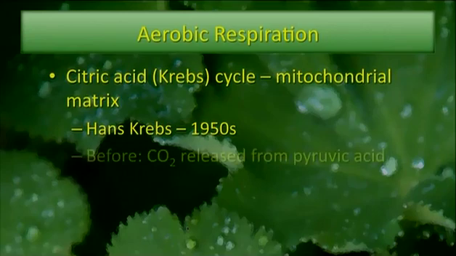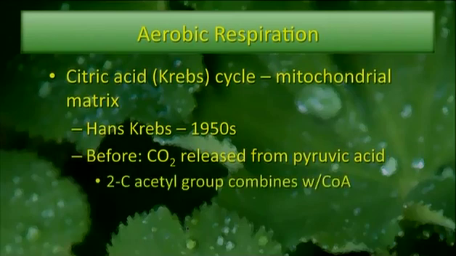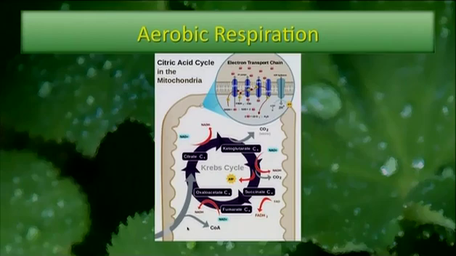Before the Krebs cycle, carbon dioxide is released from pyruvic acid. It's restructured to form 2-carbon acetyl groups, and that combines with something called coenzyme A. That's called acetyl coenzyme A, and that happens before it enters the Krebs cycle. It would have been formed before this. Then acetyl coenzyme A actually enters the Krebs cycle.